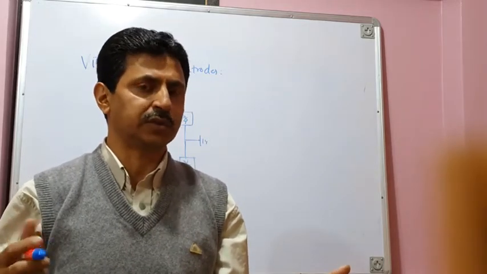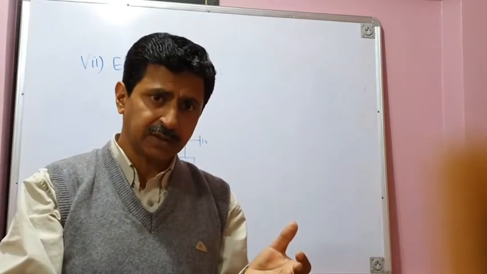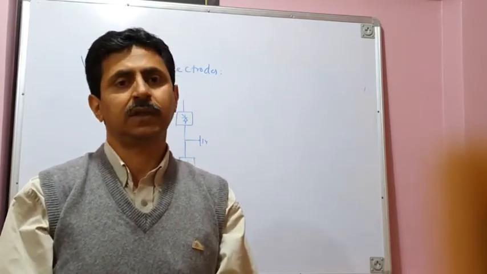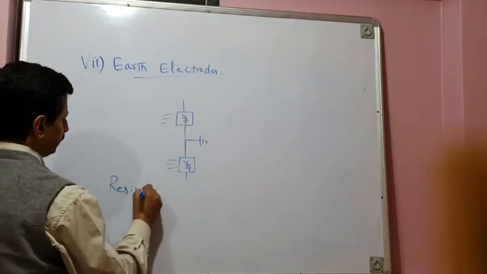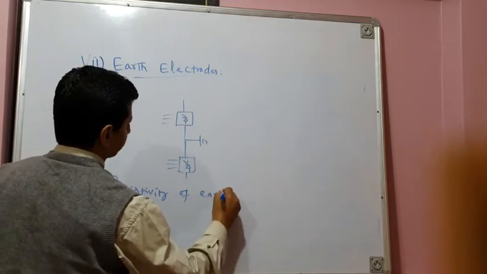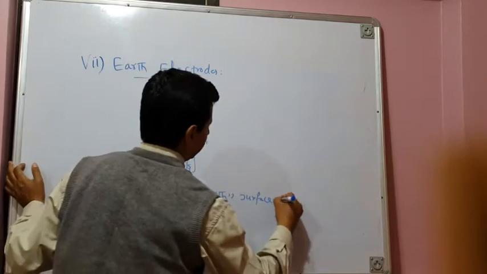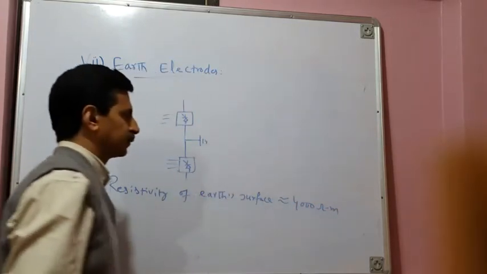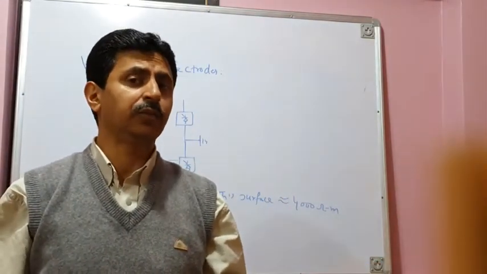We use earth electrodes, large earth electrodes. Do we put earth electrodes on the surface of the earth? No, because the resistivity at the surface of the earth is very, very large. I will write here: resistivity of the earth's surface is very large, it's quite high. It is nearly 4,000 ohm meter.